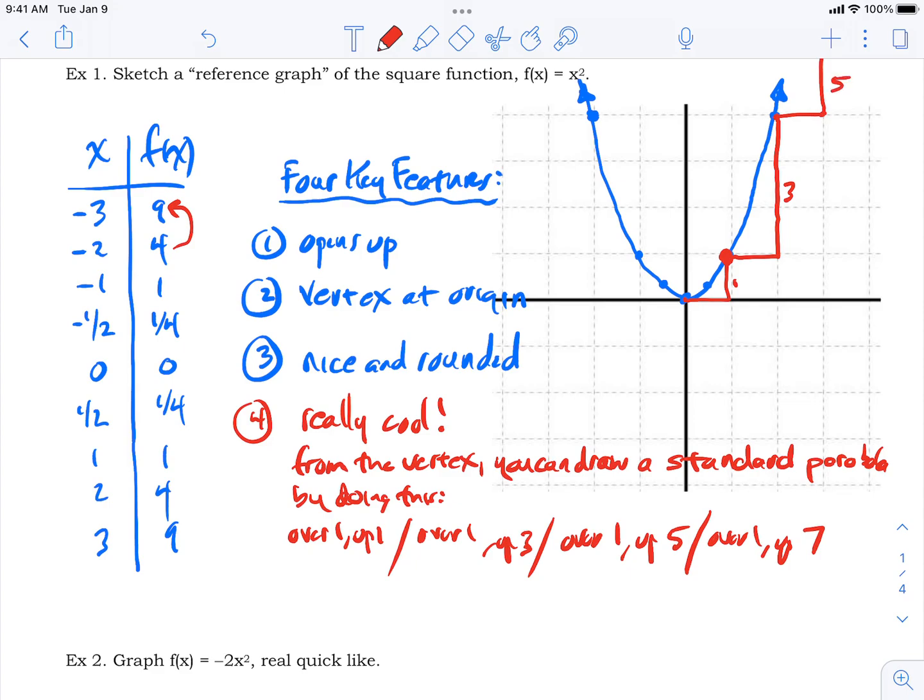I can skip over making an XY table. That's how you know you're getting happy, is when you don't have to keep making XY tables all the time.